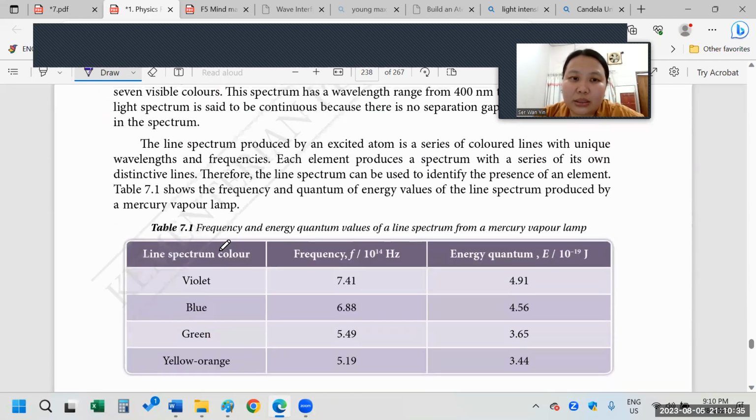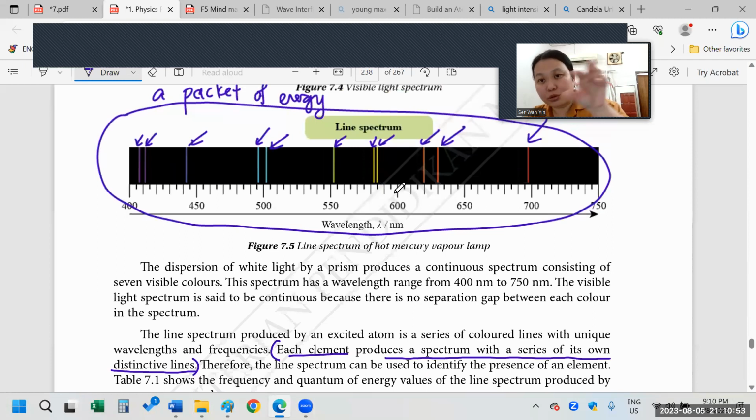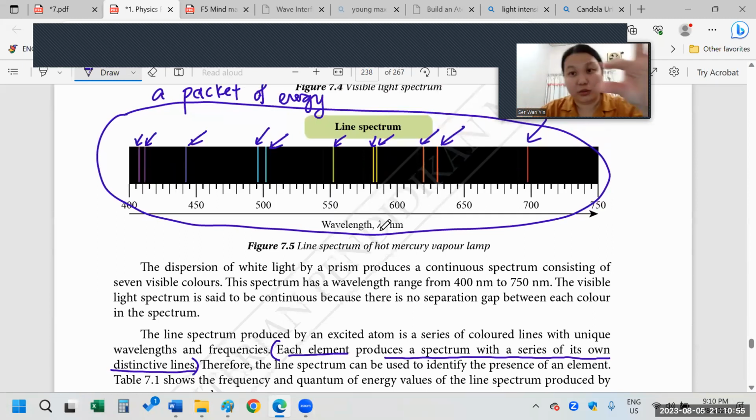Okay, so you can see here the light spectrum produced by excited atoms. Each element produces a spectrum with a series of its own distinctive lines. It means the same element will produce the same line spectrum. So a different atom, a different element, will give out another set of energy packets, another set of line spectrum.